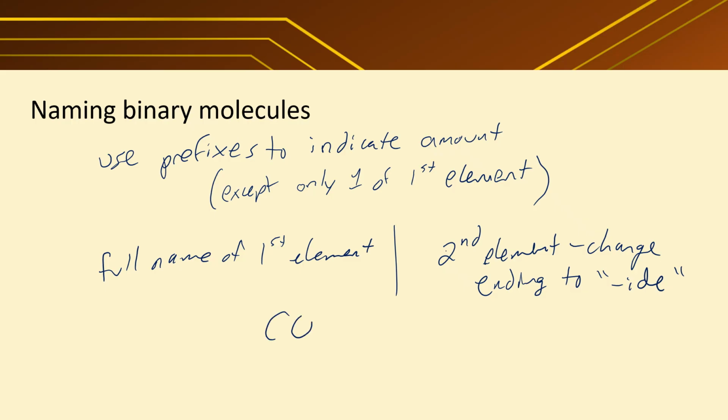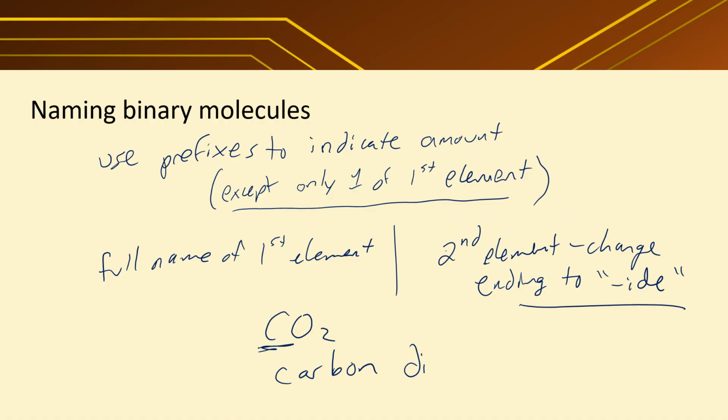This one's a really common example that a lot of people know, CO2. So there's only one of the first element, one carbon. We do not need a prefix because there's only one of the first element, so I can just write carbon. The second element, there are two of them, so I'm going to use the prefix di. And instead of writing oxygen all the way out, because it's the second element, you're going to change it to "ide." So instead of dioxygen, it's dioxide, carbon dioxide. Most people have heard of that.